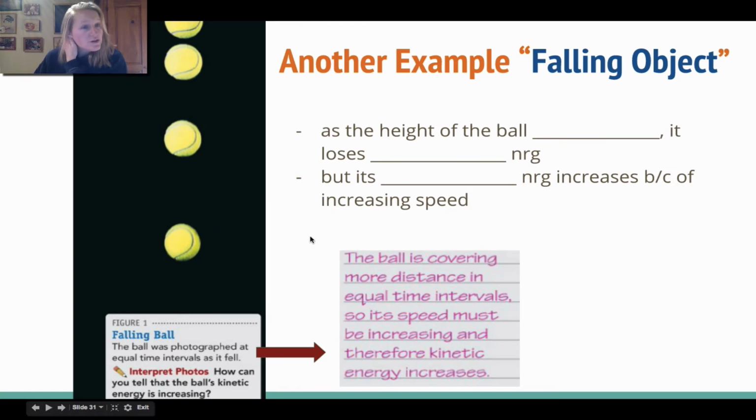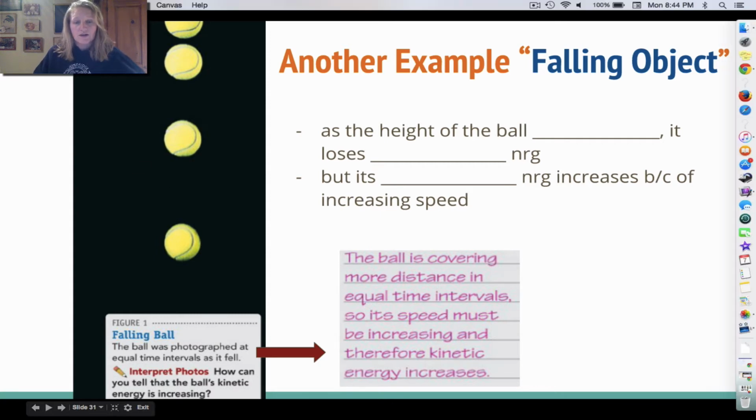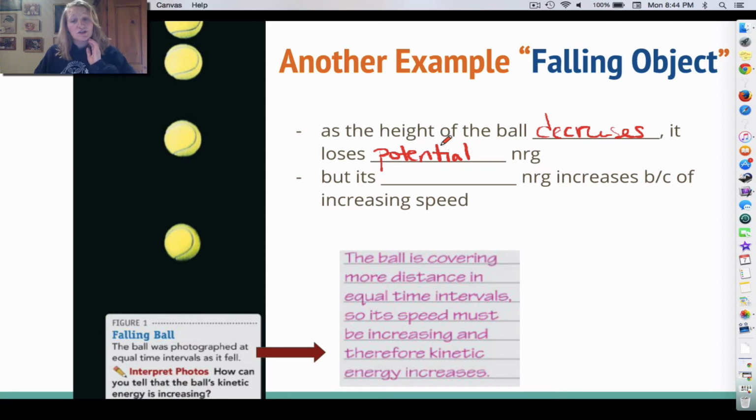Another example of potential energy turning into kinetic energy is a falling object. A falling object tells us that when the height of the ball decreases, it loses potential energy. And that makes sense. Potential energy is sometimes gravitational potential energy, and the higher up an object is, the higher the potential energy it has. But as the height of the ball is decreasing, as it's getting closer to the ground, it's losing potential energy. But its kinetic energy increases because of increasing speed.